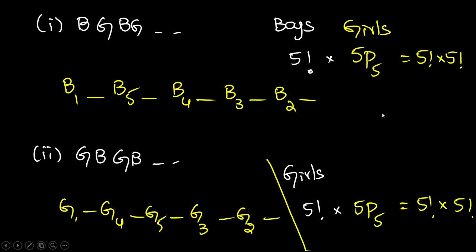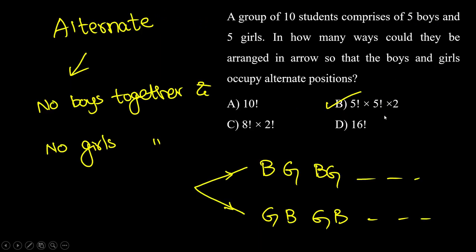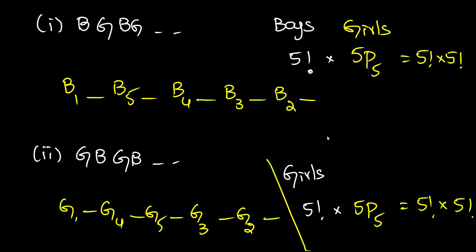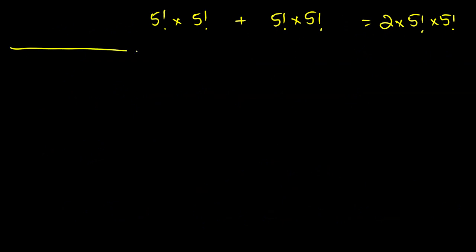But many will make a mistake in the next question. First, are you clear with this question? 5 boys and 5 girls. How many ways can we arrange them alternately? We got 2 into 5 factorial into 5 factorial. Fine, so I hope you understand this question, but I'm waiting for you people to answer the next question.